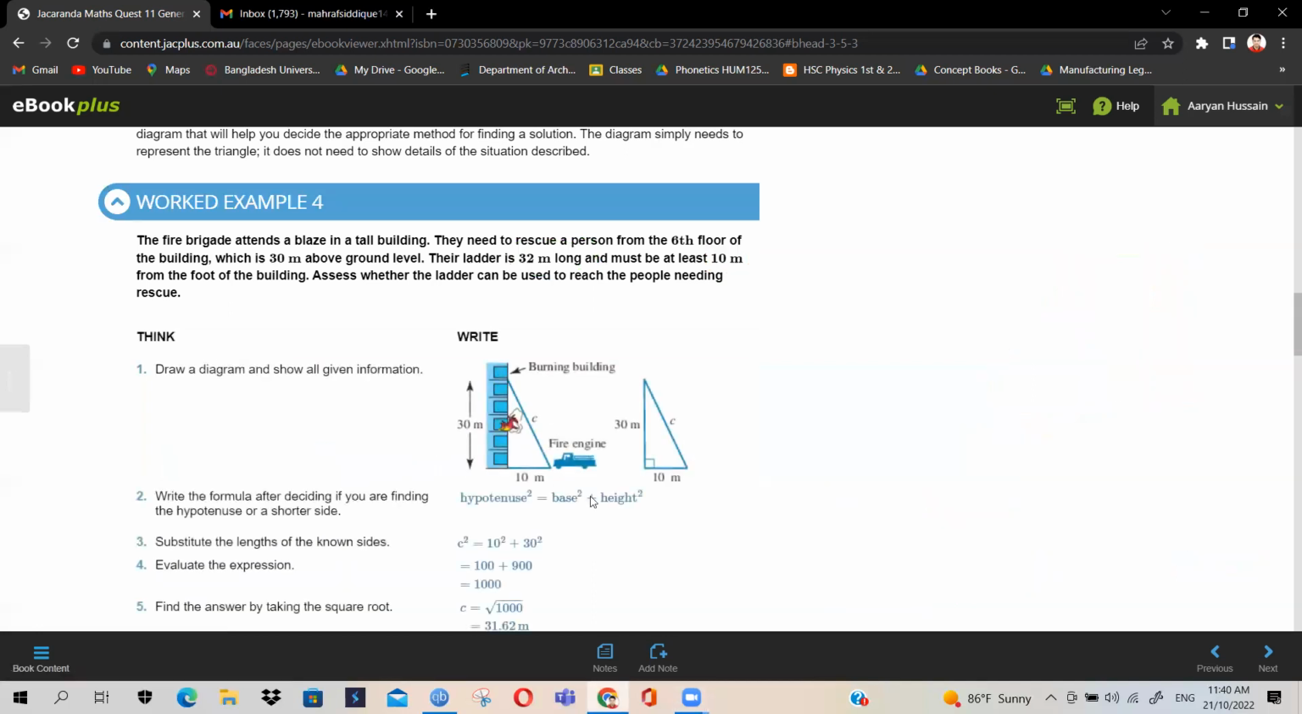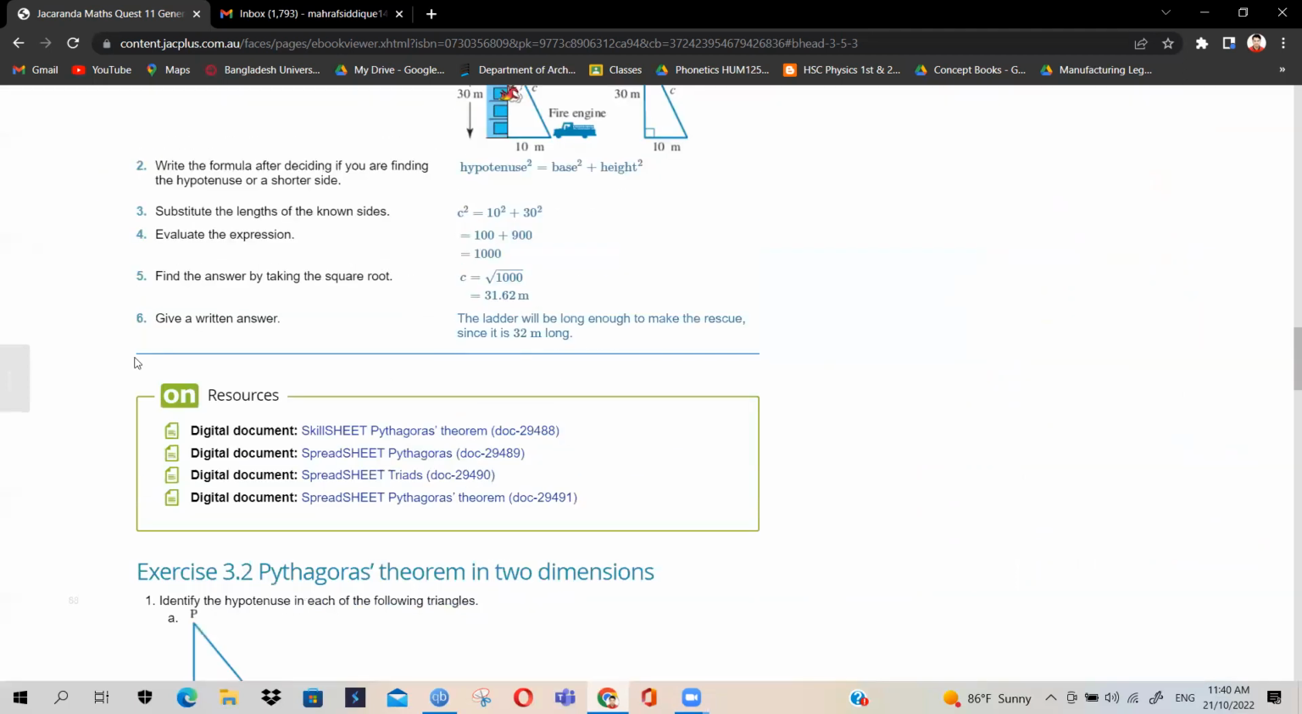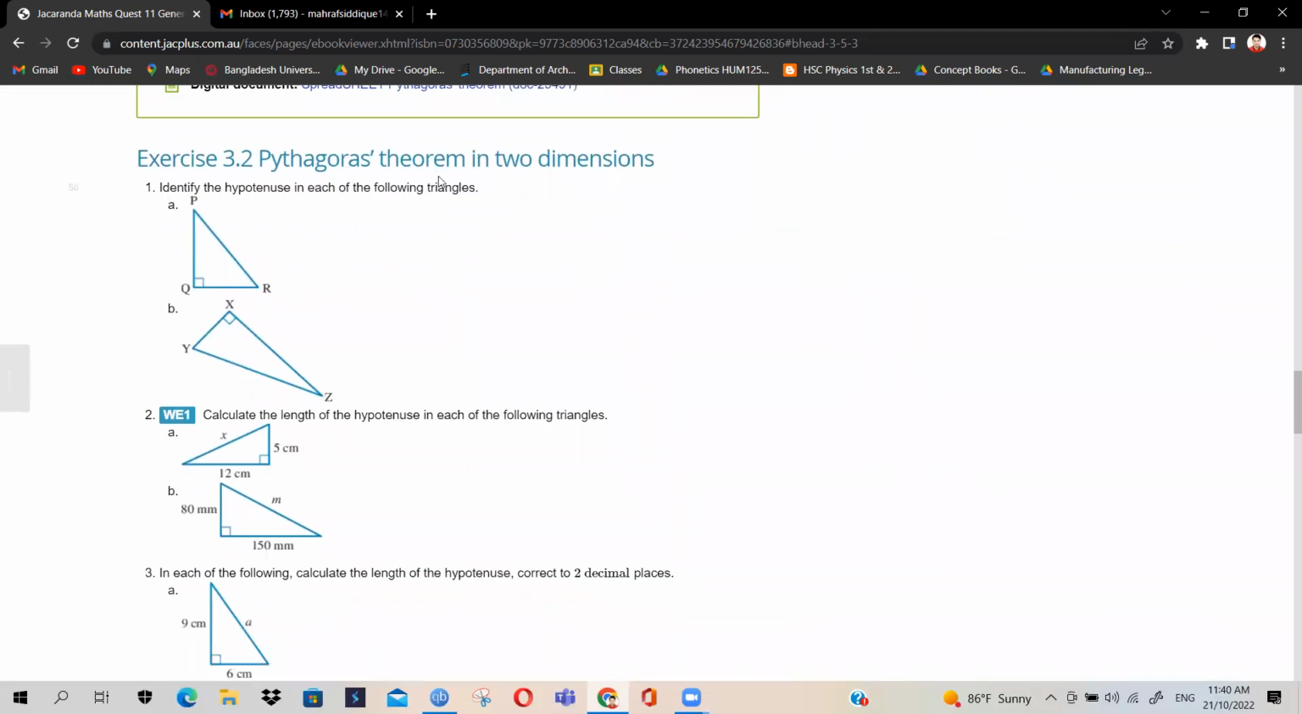Let's see, yes, they have done it in exactly the same way. So, Pythagorean theorem in 2 dimensions. Identify the hypotenuse in each of the following triangles. What was the definition of hypotenuse? I'm asking for the definition, not what the Pythagorean theorem is. What is the definition of hypotenuse? The hypotenuse is the longest side of the right triangle.